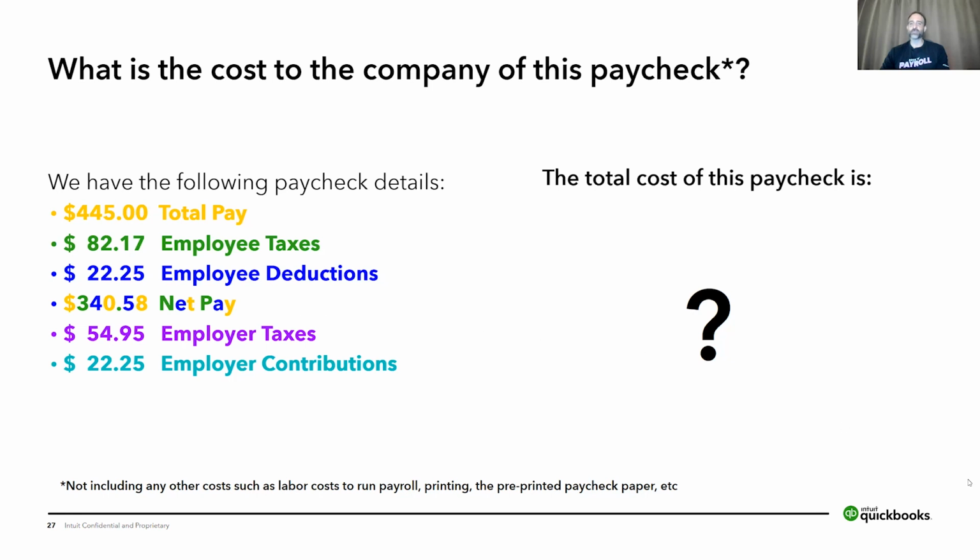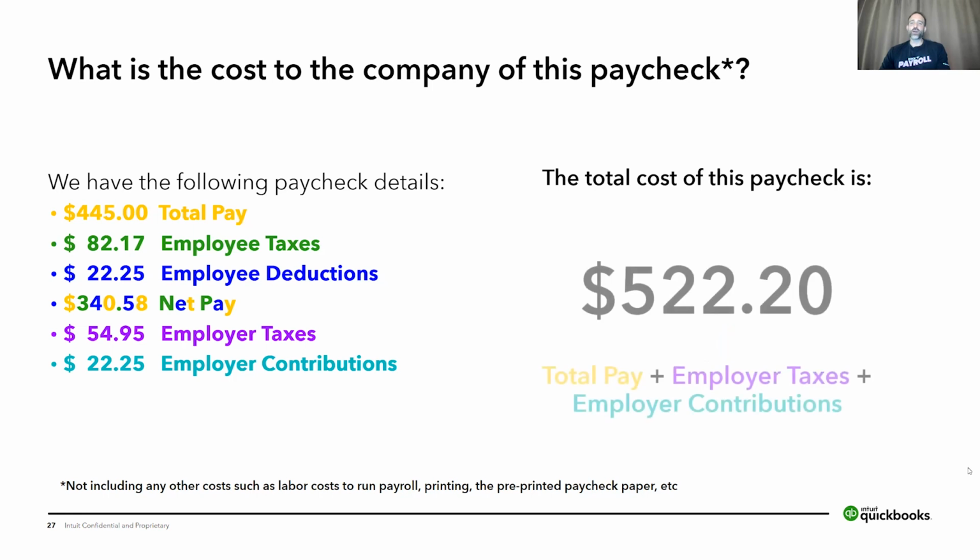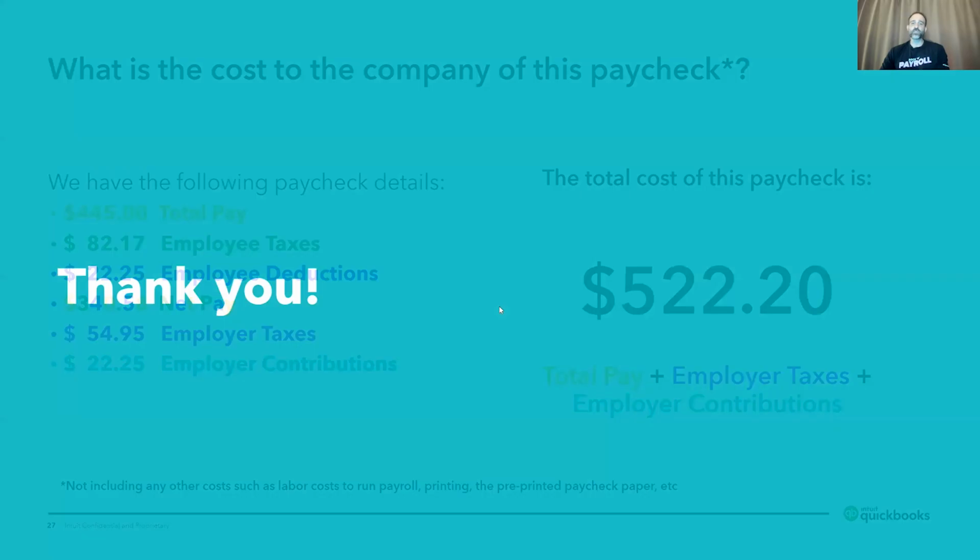Let's find out. The total cost is equal to the total pay plus the employer taxes and the employer contributions, which comes to $522.20. So while the employee took home $340.58, the company paid about an additional $181.62 more.